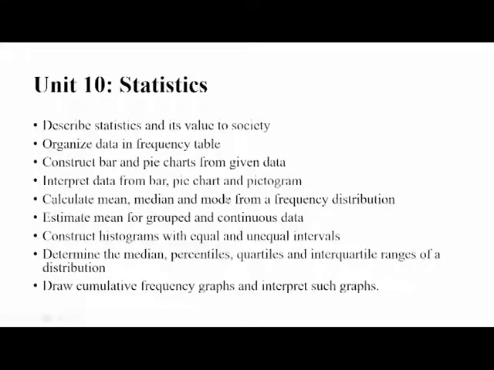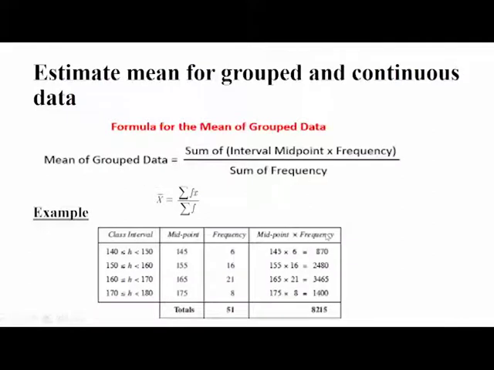The next unit is statistics. This is where we work out the mean, the median, the cumulative frequencies, and so on. So under this chapter, I just want us to look at the estimated mean of grouped and continuous data. This is one of the questions worth 4 or 3 marks in the examination, but most of you still don't know how to do it.